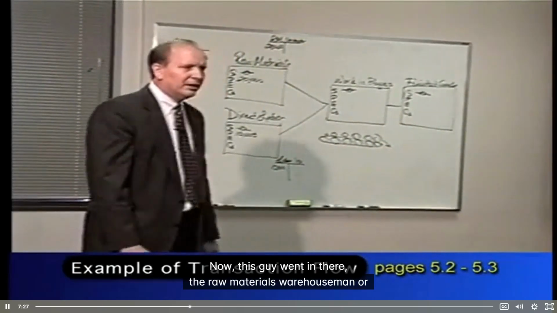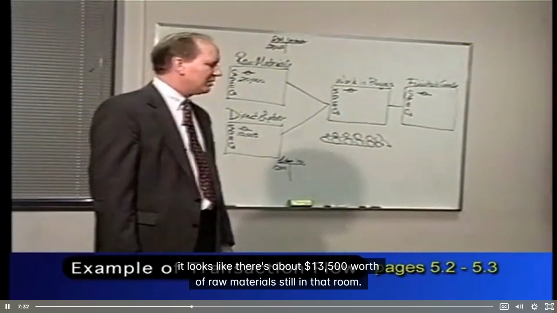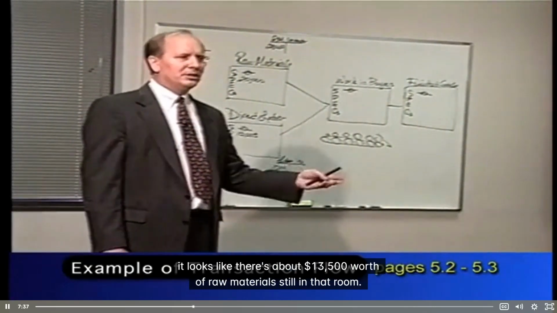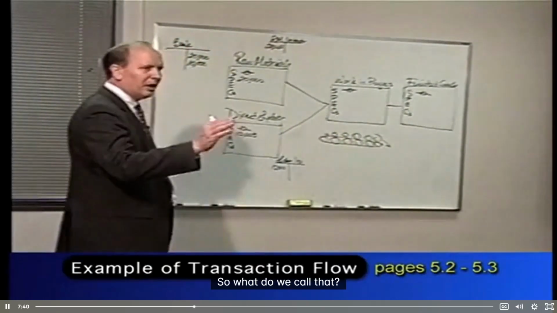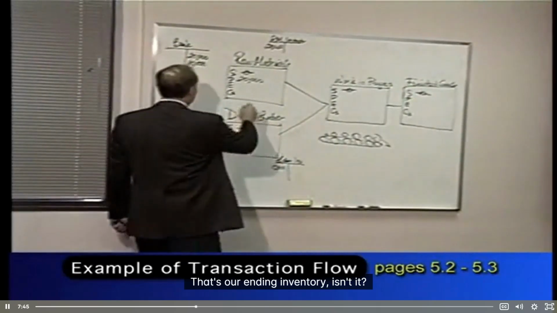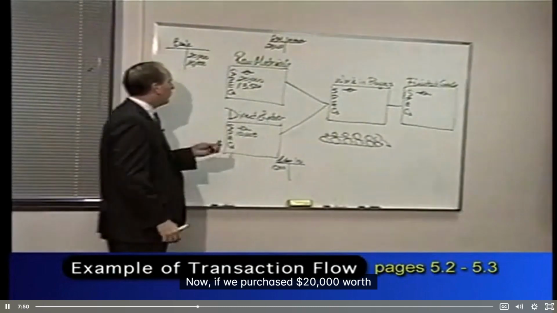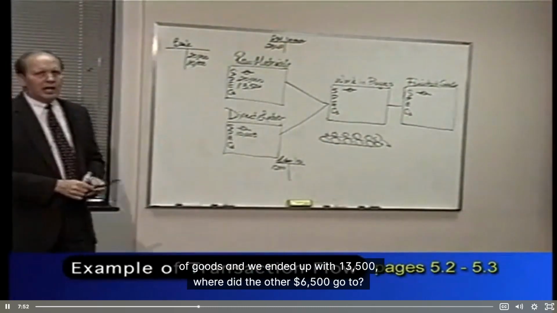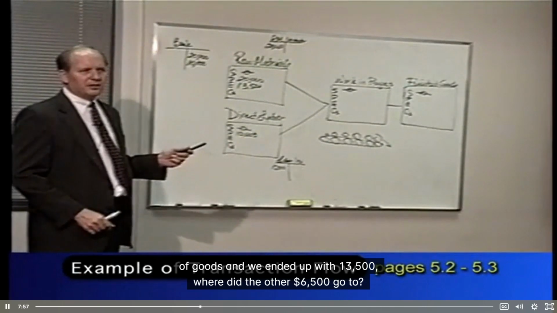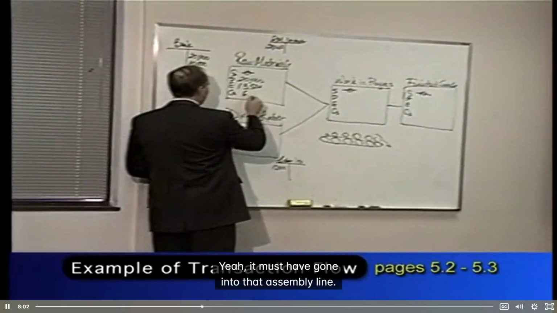Now, the raw materials warehouseman, or whoever we sent in there, came back out and says, well, it looks like there's about $13,500 worth of raw materials still in that room. So what do we call that $13,500? Yeah, that's our ending inventory, isn't it? So we're going to put $13,500. Now, if we purchased $20,000 worth of goods and we ended up with $13,500, where did the other $6,500 go? Yeah, it must have gone into that assembly line.